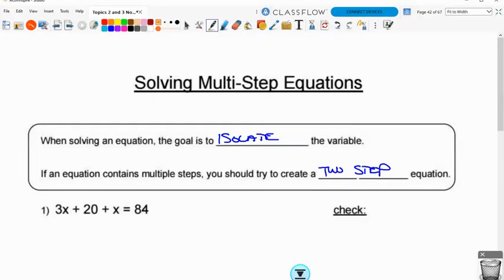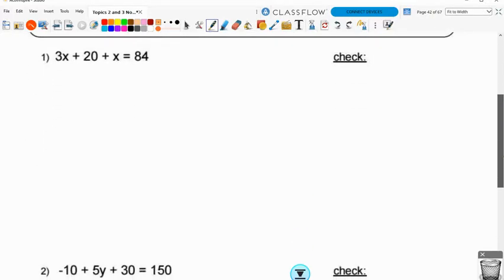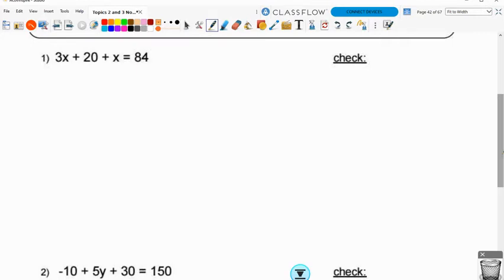In our first example, the equation says 3x plus 20 plus x equals 84. Okay, this is going to require multiple steps to get the value of the variable. And notice that we actually have two variable terms. We have the 3x and we also have the 1x on the same side of the equal sign. Since I do have similar terms on the same side of the equal sign, the first thing I'm going to do is rearrange my terms so that I can get my variable terms together.